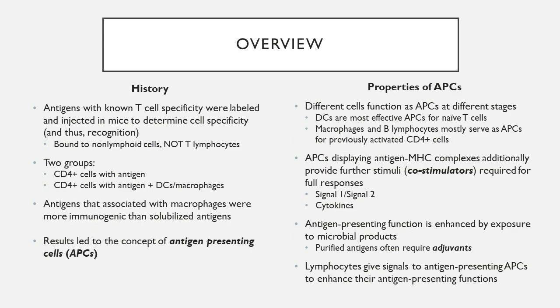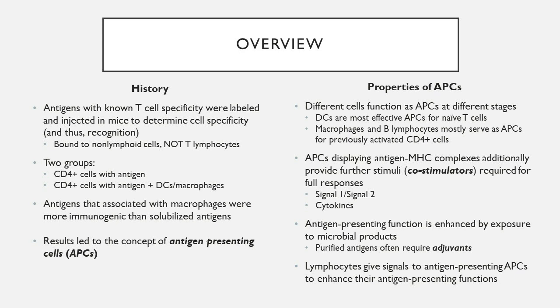So now I'd like to explain a little bit about the history of our understanding of antigen presentation to T cells. In early studies, scientists would take an antigen that was labeled, and they knew prior to this that it had some known T cell specificity. They knew at this time that lymphocytes were associated with recognizing antigens in the body, and that the adaptive immune system was a special arm of the immune system.